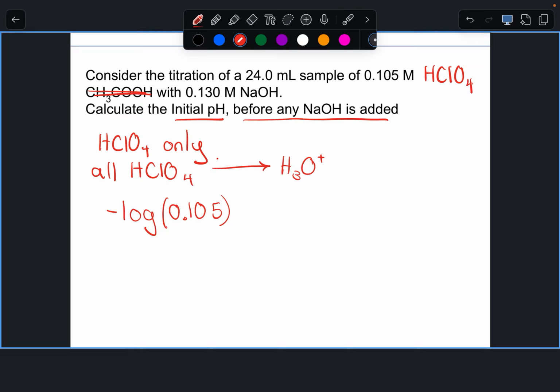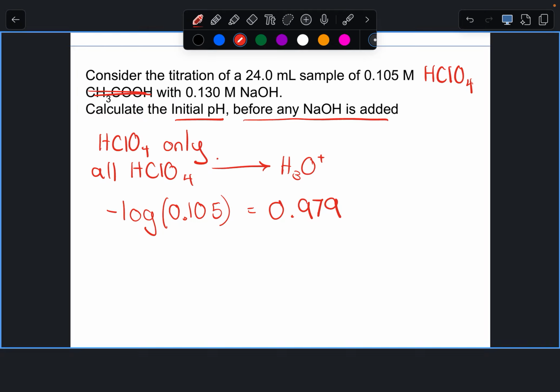Now, like I said, we won't do weak acid titrations, but you could do just a pH calculation of a weak acid, like we did in chapter 17. That's where you would be using an ICE table. Okay, so this pH comes out to be 0.979, which makes sense. It's a strong acid, it's going to have a really low pH.